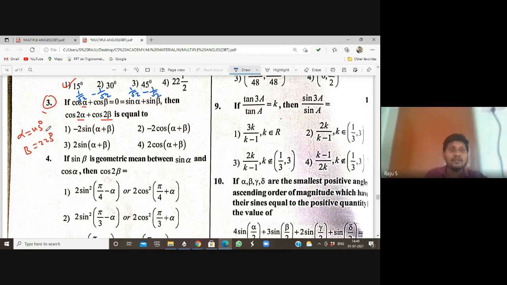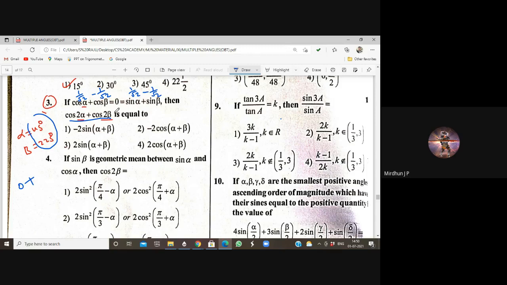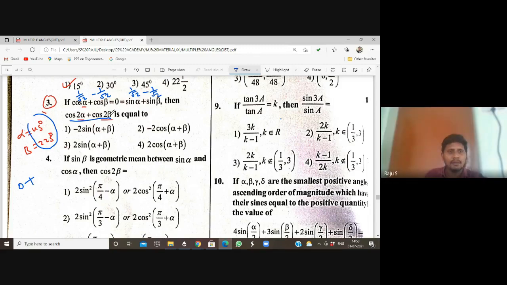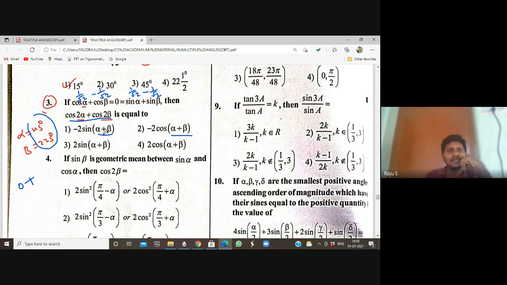Okay, for this value of alpha, beta, what is cos 2 alpha? Cos 90, clearly 0. This is the LHS I'm finding. The given options are the RHS. Cos 2 beta means 2 into 225, that is 450, which is also 90 only, nothing but 0. Am I right? Yes, sir. Zero. Okay, then see here, which one of the following options will be 0? Both options are correct.